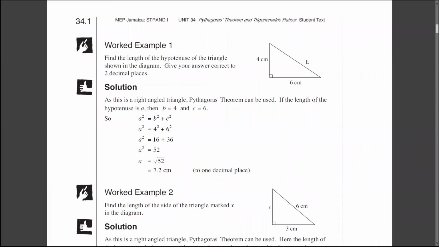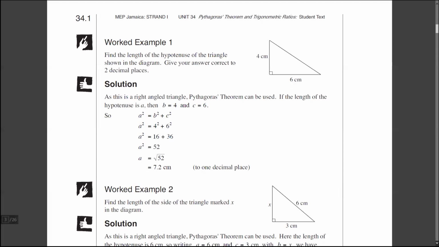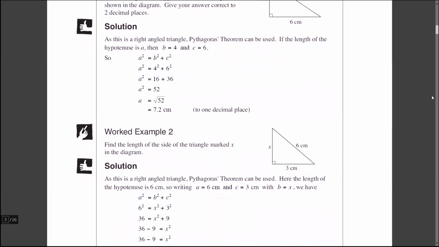So when I look at it now, hold a moment. Give me a second. So we substitute, as I said before: substitute for B, substitute for C. And then right here, we take the square root of A, because we have A squared equal 52. To find A, we take the square root. And that's it, 7.2 centimeters.